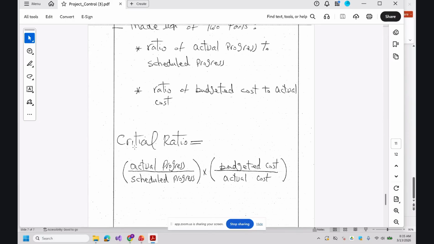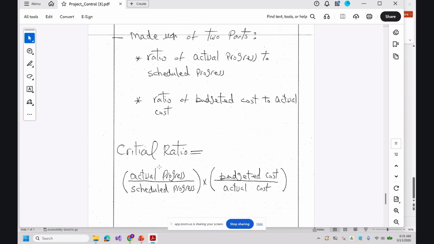This expression says critical ratio is equal to actual progress divided by scheduled progress, multiplied by budgeted cost divided by actual cost. You already have all this information from your project network: this activity takes 5 days, and basically you have to spend $50. That's what you need to learn about critical ratio.